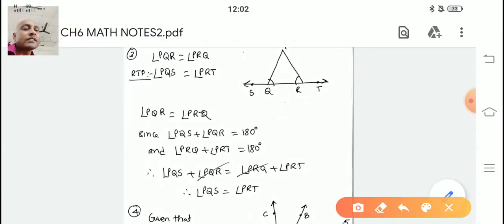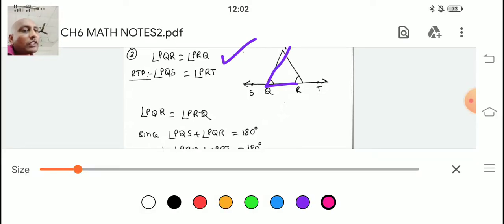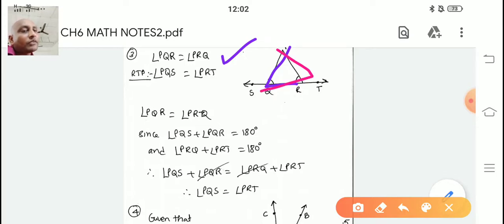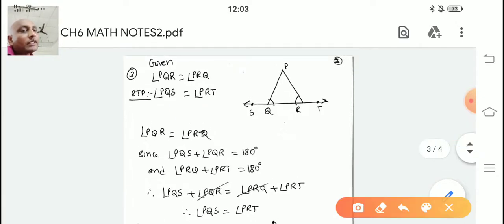What is next? Given that angle PRQ is equal to angle PQR. So PQR and PRQ are given the same, so these two angles are the same. So what do we have to do? We have to prove PQS is equal to PRT. These two angles we have to prove equal.